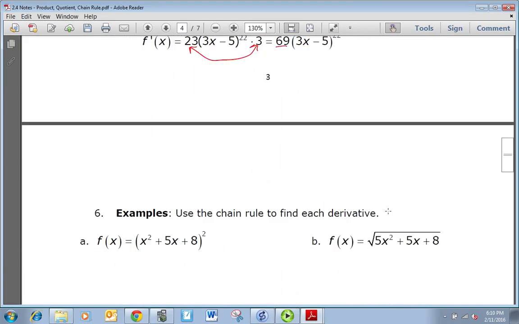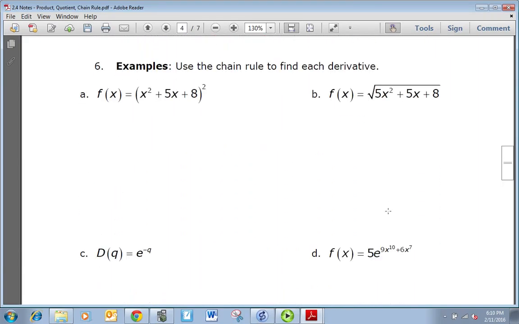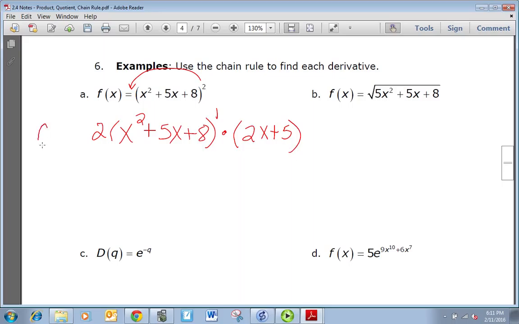So let's look at some more examples of that. Here we're going to take the derivative, use the power rule as normal, so the 2 comes down in front, and we get 2 times (x squared plus 5x plus 8) all to the first power, and then we multiply by the derivative of the inside, which is 2x plus 5. And we're done. That's the derivative of (x squared plus 5x plus 8) squared.